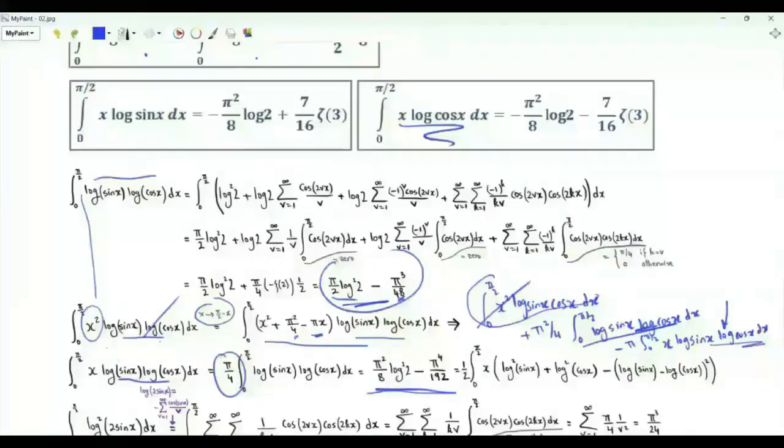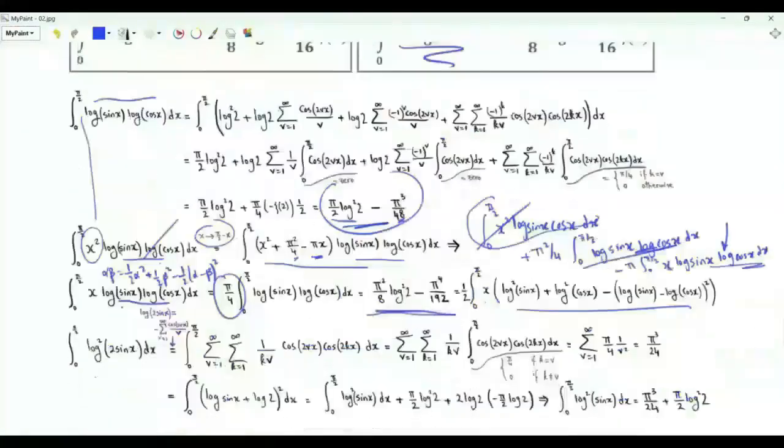If this product is alpha beta, it is equal to 1/2 alpha squared plus 1/2 beta squared minus 1/2 alpha minus beta squared. The integrand can be written as x times the square of log sine x plus the square of log cosine x minus the square of log sine x minus log cosine x. Let's move to the integral of the square of log 2 sine x. Log sine x is equal to minus log 2 minus this sum here.